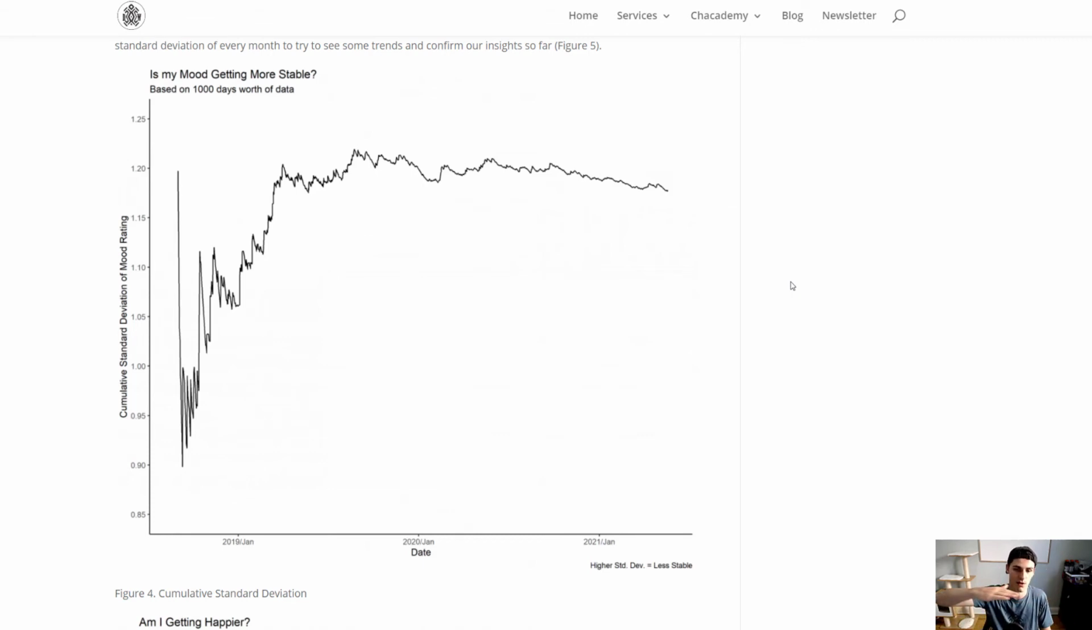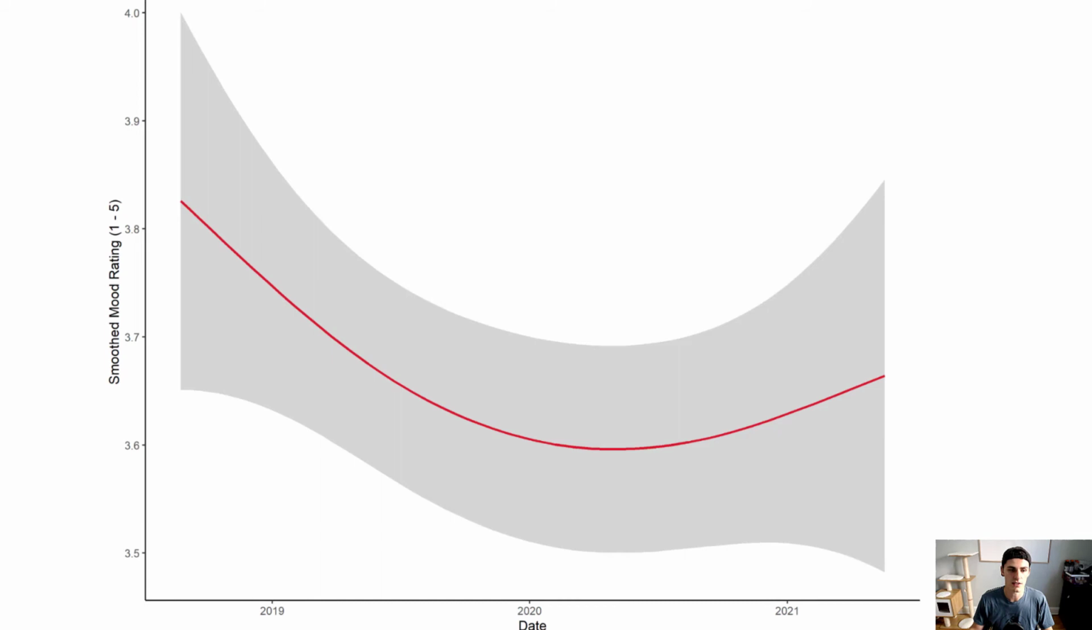Because it seemed like my mood was pretty stable over time, and even that it decreased initially. We can also display the dots and standard deviation using ggplot in R, which smoothens out the dots, right? So on the x-axis, we have the dates again. On the y-axis, we have the mood rating from 1 to 5. And you can see that it starts out about 3.8, and then reaches a low at 3.6, and then is 3.7 by the end.